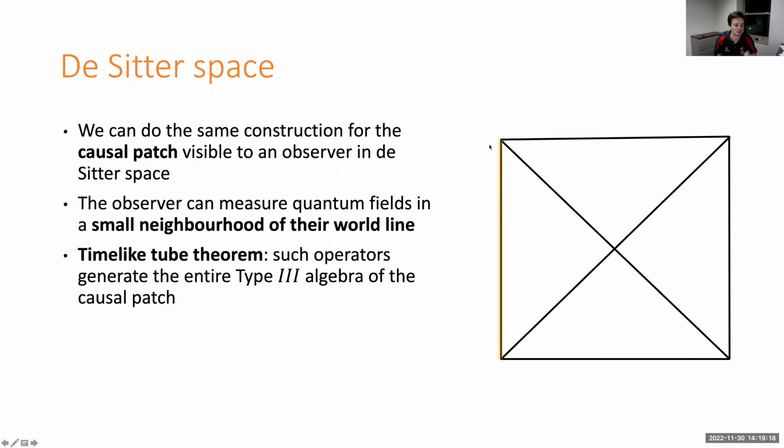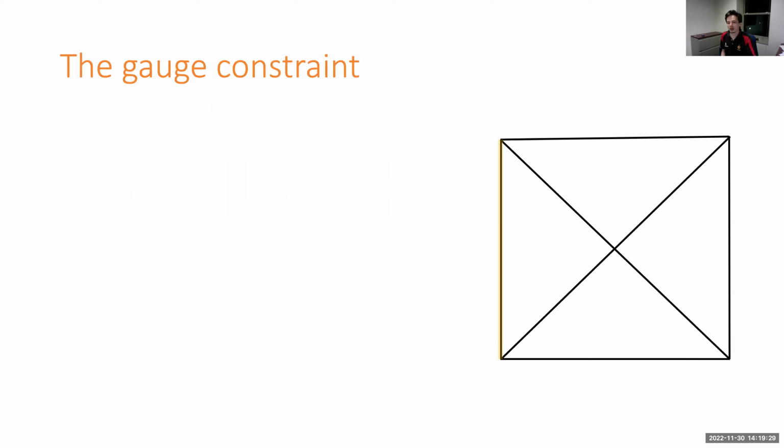And so that time-like tube statement is true for free theories. It's believed to be true for interacting theories, if we could define them, and so on. It's a pretty general statement. Okay, so seemingly we have a QFT algebra that's type 3. But we have a bit more going on here.